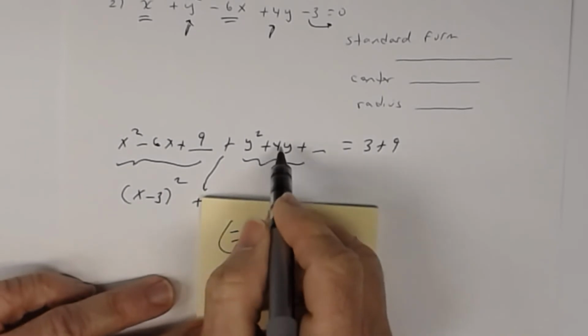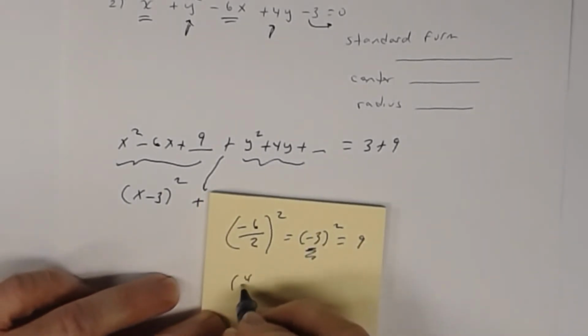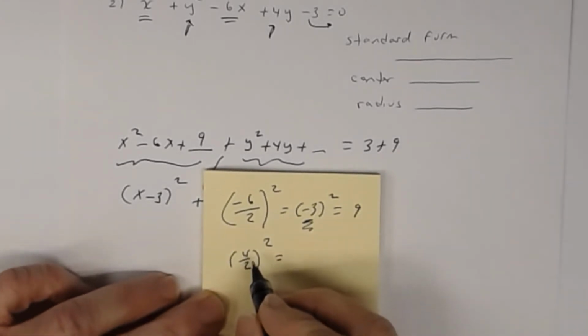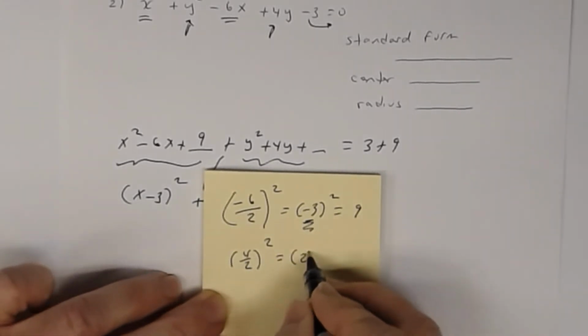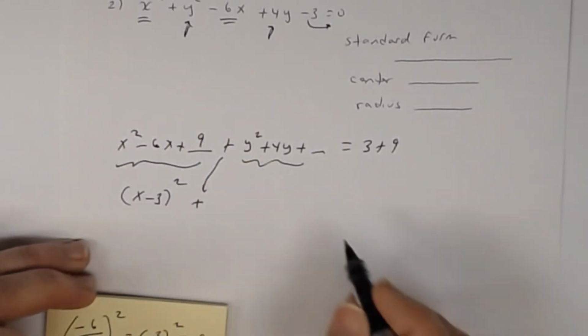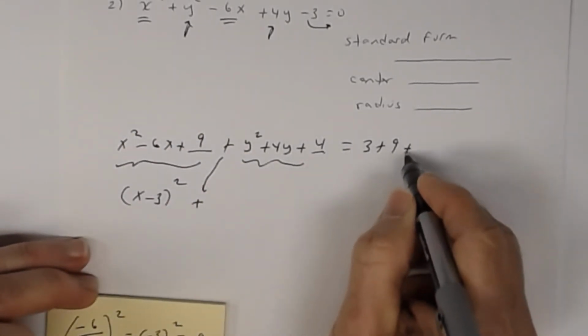So you take the coefficient of y, which is 4, divide by 2. Whatever that is, you're going to square it. Well, 4 divided by 2 is 2, and 2 squared is 4. So we're going to add 4 to both sides. Don't forget to do it to both sides.